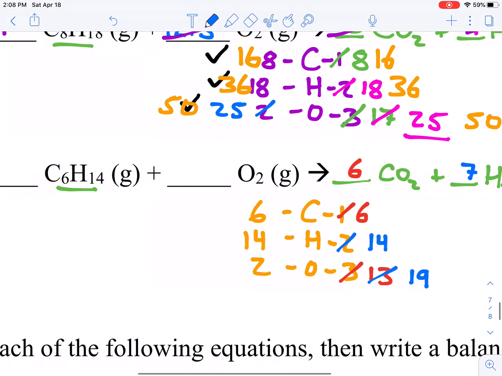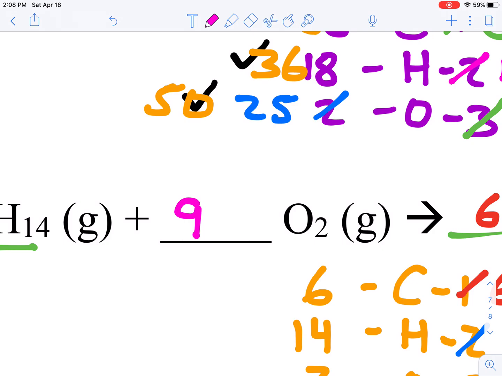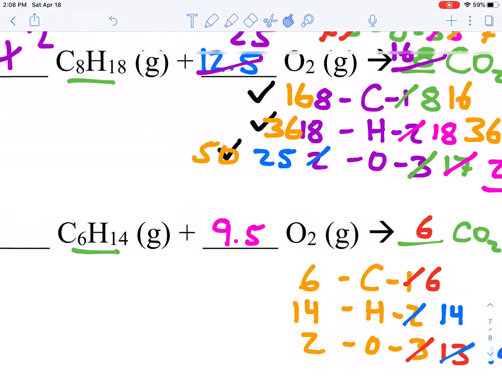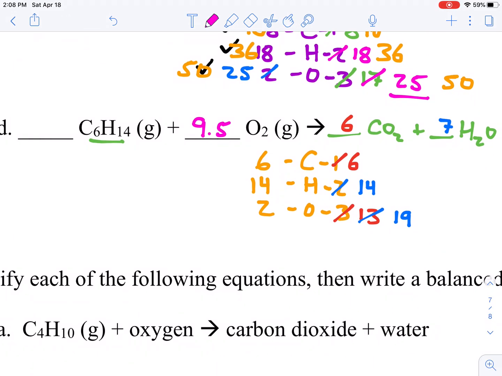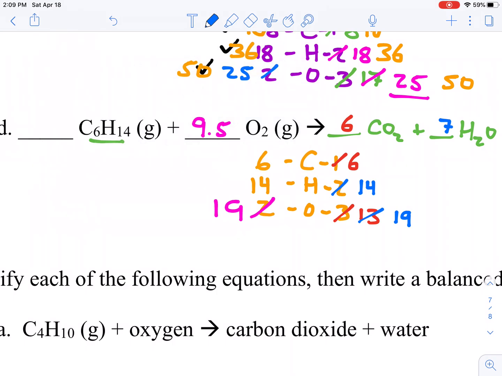19 is not divisible by 2, but it kind of is, right? Because 9.5 would make this work. That would give us our 19 oxygens. But we can't leave that coefficient the way it stands, so we are going to take everything and double it. 1 becomes 2, 9.5 becomes 19, 6 becomes 12, 7 becomes 14.